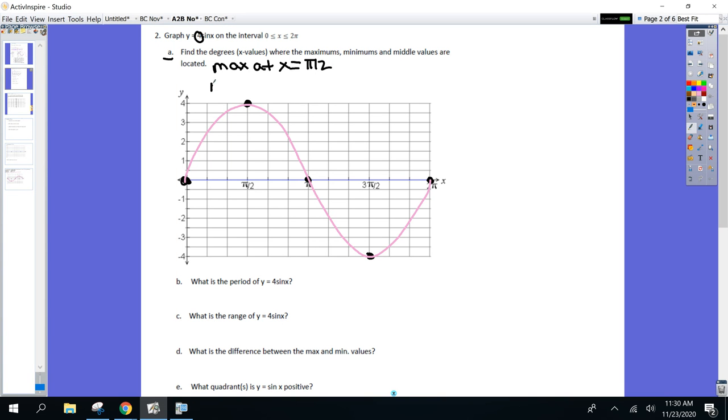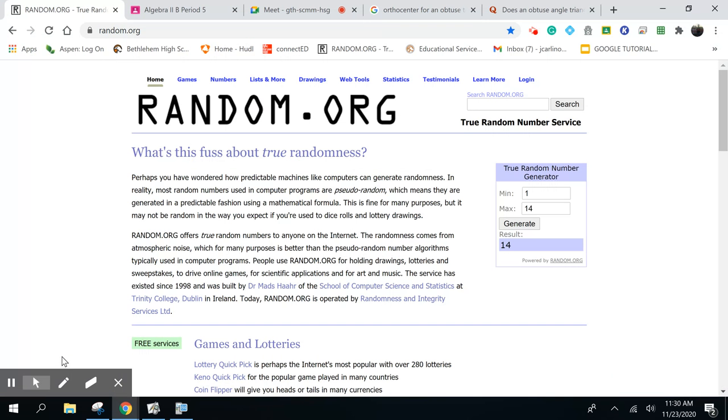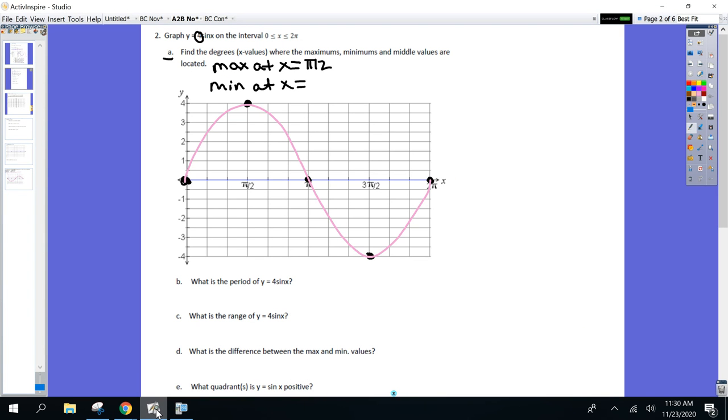Where did I have a minimum? I had a minimum at x equals. Some of you guys are just looking out because I don't have time to go over and change it right now. Dan, where did I have a minimum? At where? X equals pi times 3 over 2. 3 pi over 2. Yep. And then it says, where are my middle values?